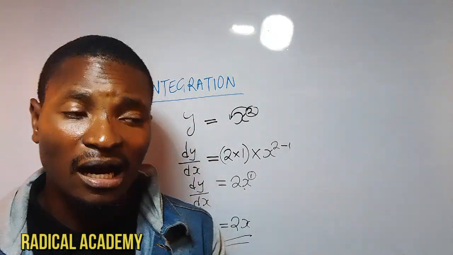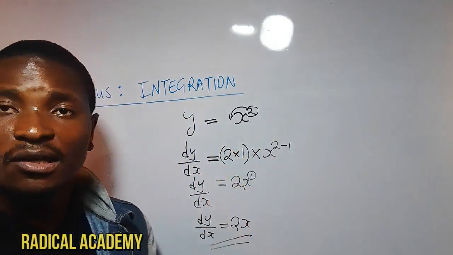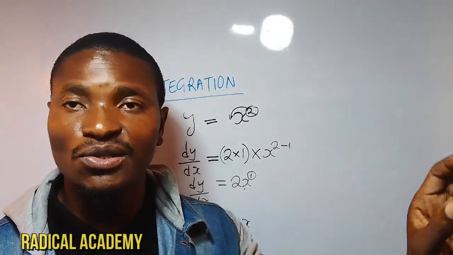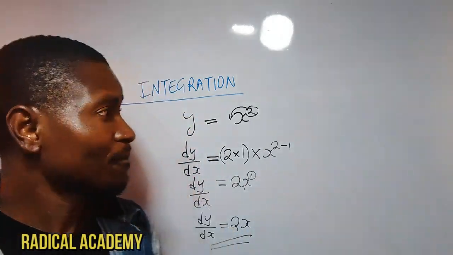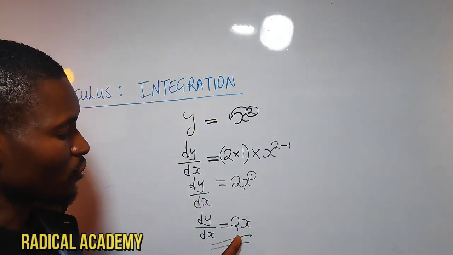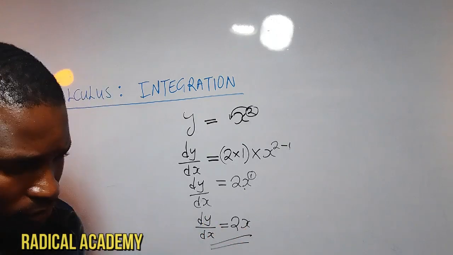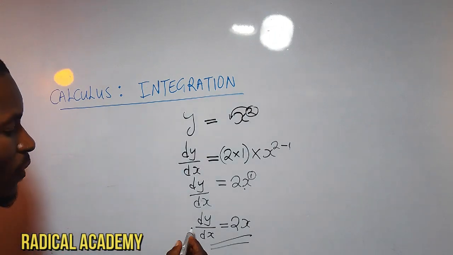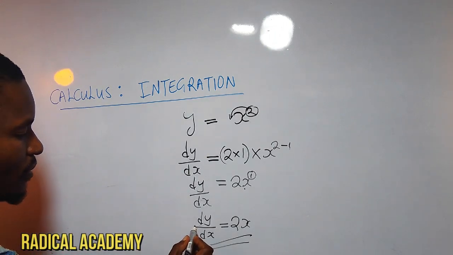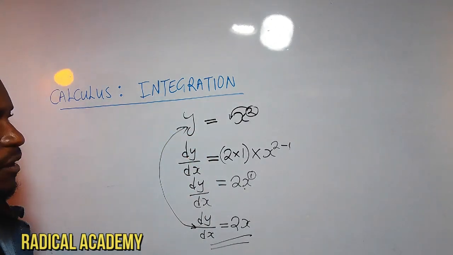Now, once you have a differentiated answer like this, for the equation which says y equals x squared, the differentiated gives us 2x. Now, if I want to get back from this to this one, okay.